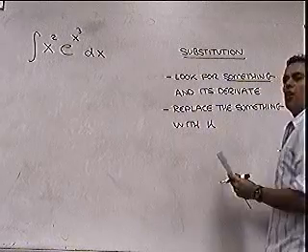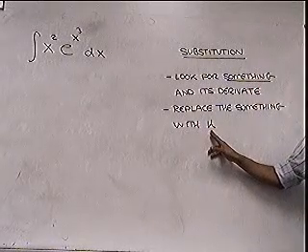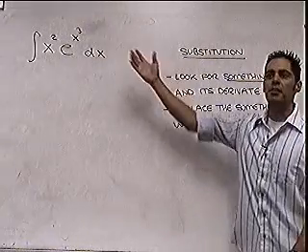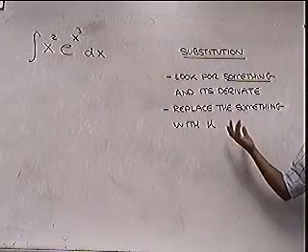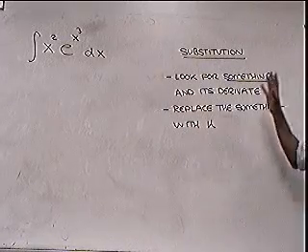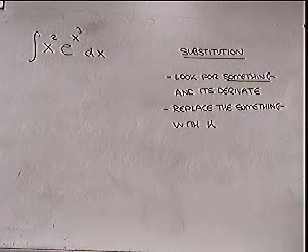Now, depending on your problem, you might use a different variable. For example, if the problem has u's in it, you don't want to replace it with u, you would use v or w or something else, right? But in general, we'll be using a u in the class. Here's something important.